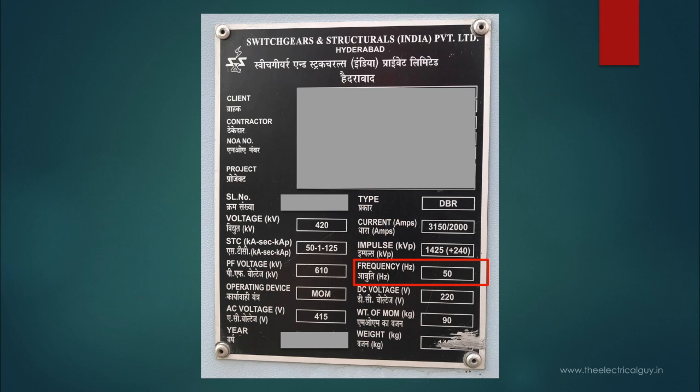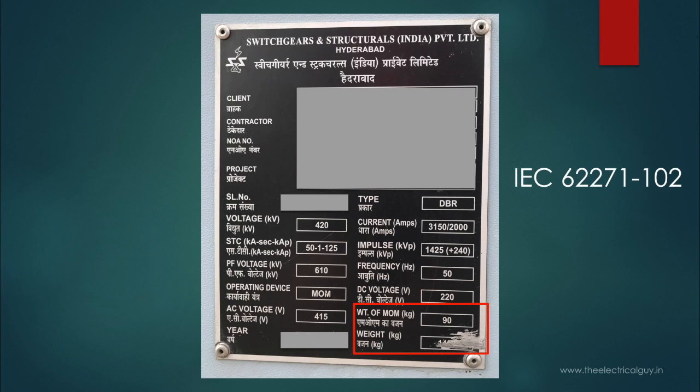Next is a DC voltage. Now DC voltage is required inside the control box which controls the disconnectors, and this is the control voltage. So it is 220 volt. It can be 110 volt as well. So next is weight of MOM. So this indicates the weight of your mechanism box. So it is mentioned there, and also the weight of total disconnectors.